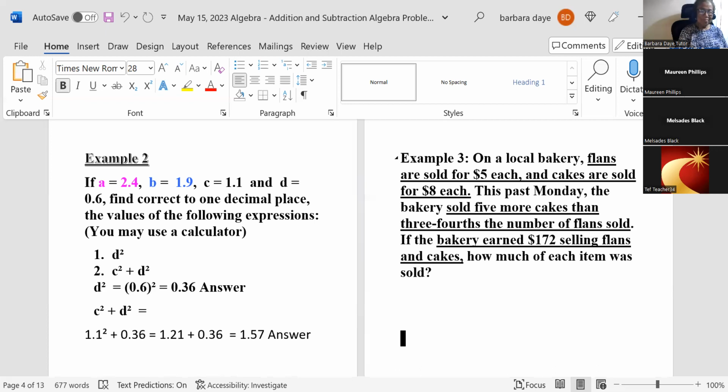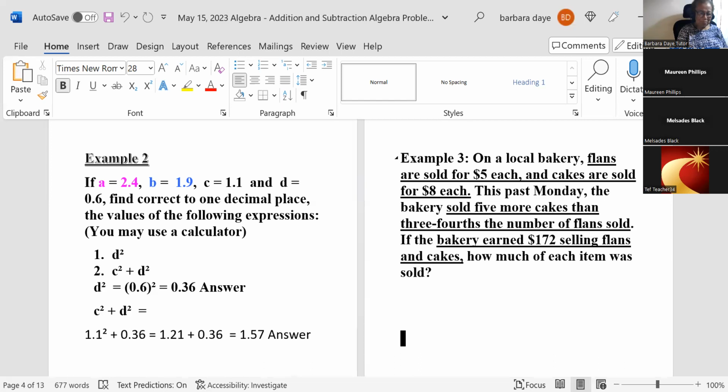So Miss Barbara, every flan was $5 and the cakes were $8. So that is like $13, right? No, you can't add those. That's like adding apples and oranges. This past Monday, the bakery sold 5 more cakes than 3/4 the number of flans.